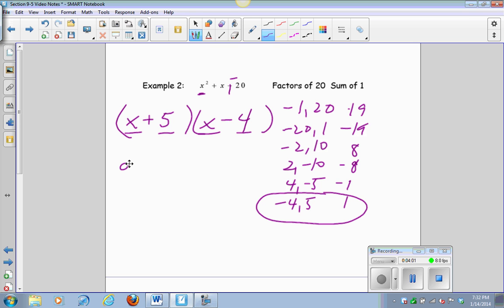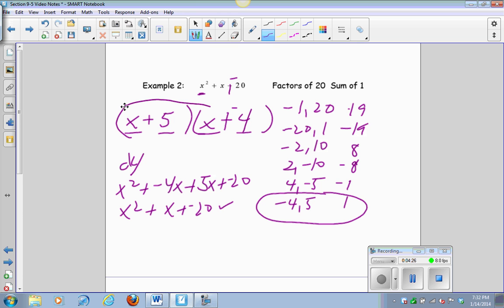So let's check and see if that does work. I'm going to change this to plus a negative 4. X times x is x squared. X times negative 4 is negative 4x. 5 times x is 5x. 5 times negative 4 is a negative 20. And when I add my middle terms together, I do end up with x. So my answer does check. So the two binomials that multiply to give me x squared plus x plus negative 20 are the quantity x plus 5 times the quantity x plus a negative 4.